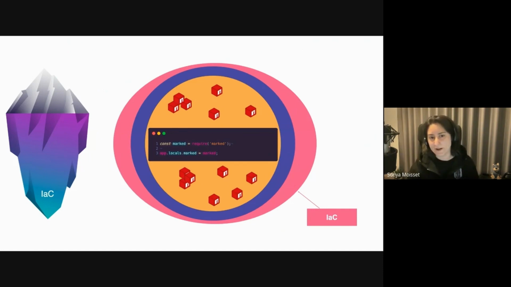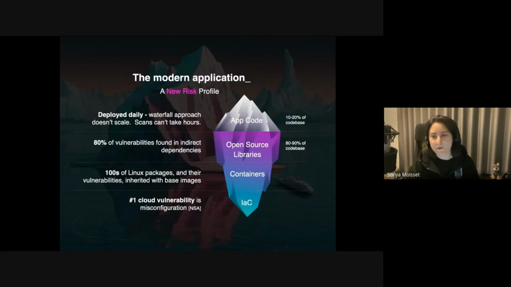Fortunately, again, this might potentially have some security misconfigurations in that case for IaC. So now we have a better understanding of what the modern application looks like, and also a better understanding of the new risk profile. Because we do realize that actually the application code layer represents only 10 to 20% of our code base. And the rest, 80 to 90% of the code base, is comprised of the open source libraries, the container images, and your IaC config file.